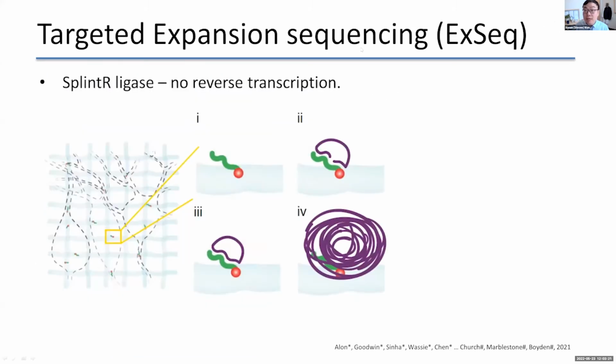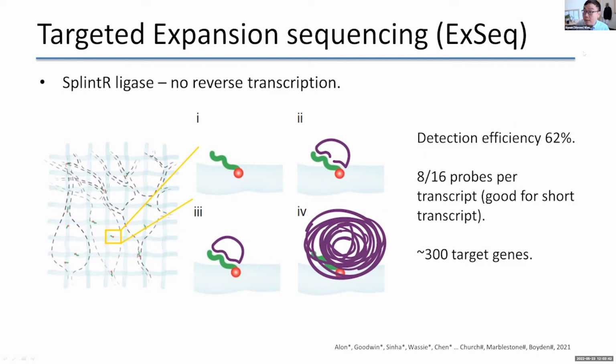And then in targeted expansion microscopy, people did another improvement, which is to use this SplintR ligase. So this is a special ligase that can ligate a DNA-DNA junction on a DNA-RNA duplex. So no reverse transcription is needed anymore. You can hybridize this padlock probe directly to your RNA and circularize it and then do this rolling circle amplification. In this work, the detection efficiency was very impressive, 62%, and 8 or 16 probes per transcript were used. So this is good for short transcripts too. And then about 300 target genes were detected.